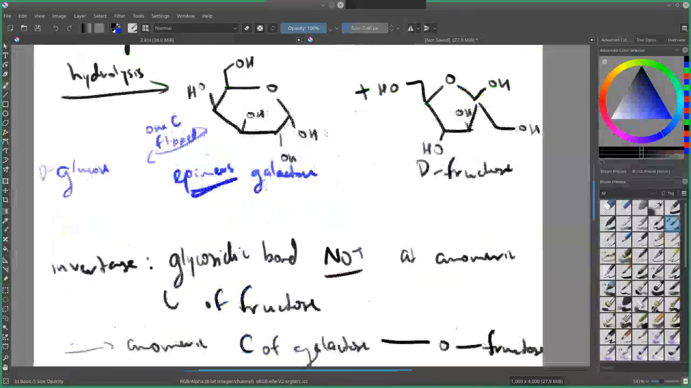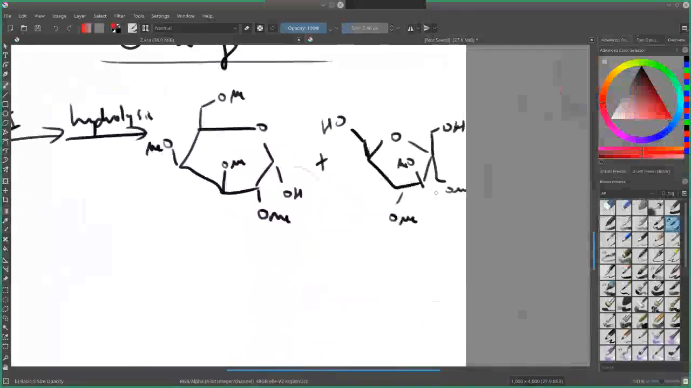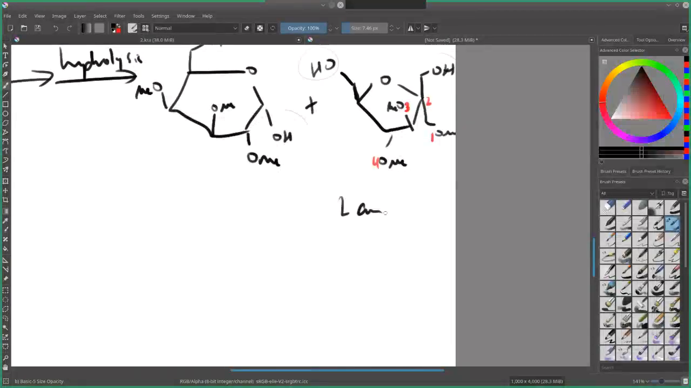So let's see what we got. We got the 1 position. We got, this is 2. We got 3, and we got 4. Okay. They didn't say anything about 2, and they didn't say anything about this 6. The 2 and 6 were left unmethylated.